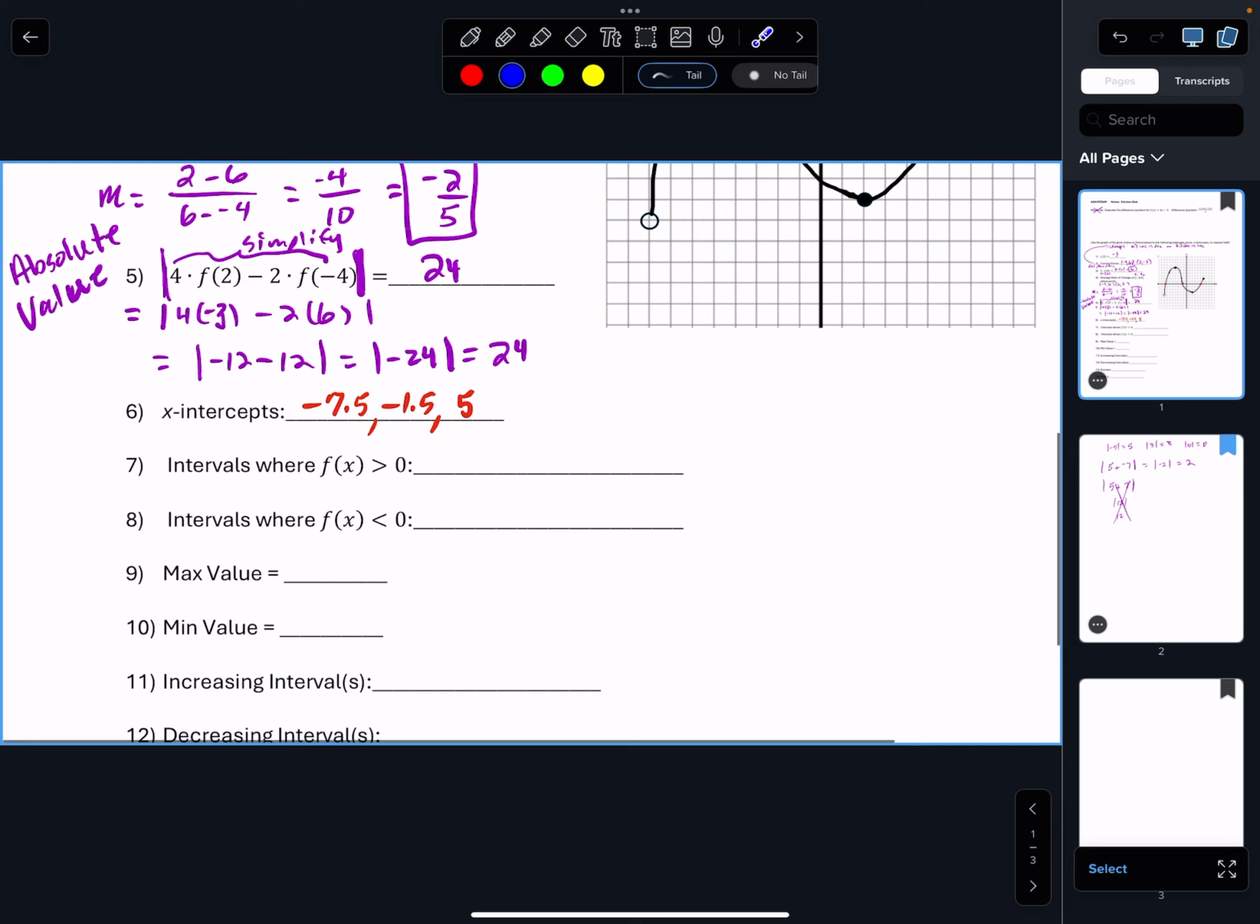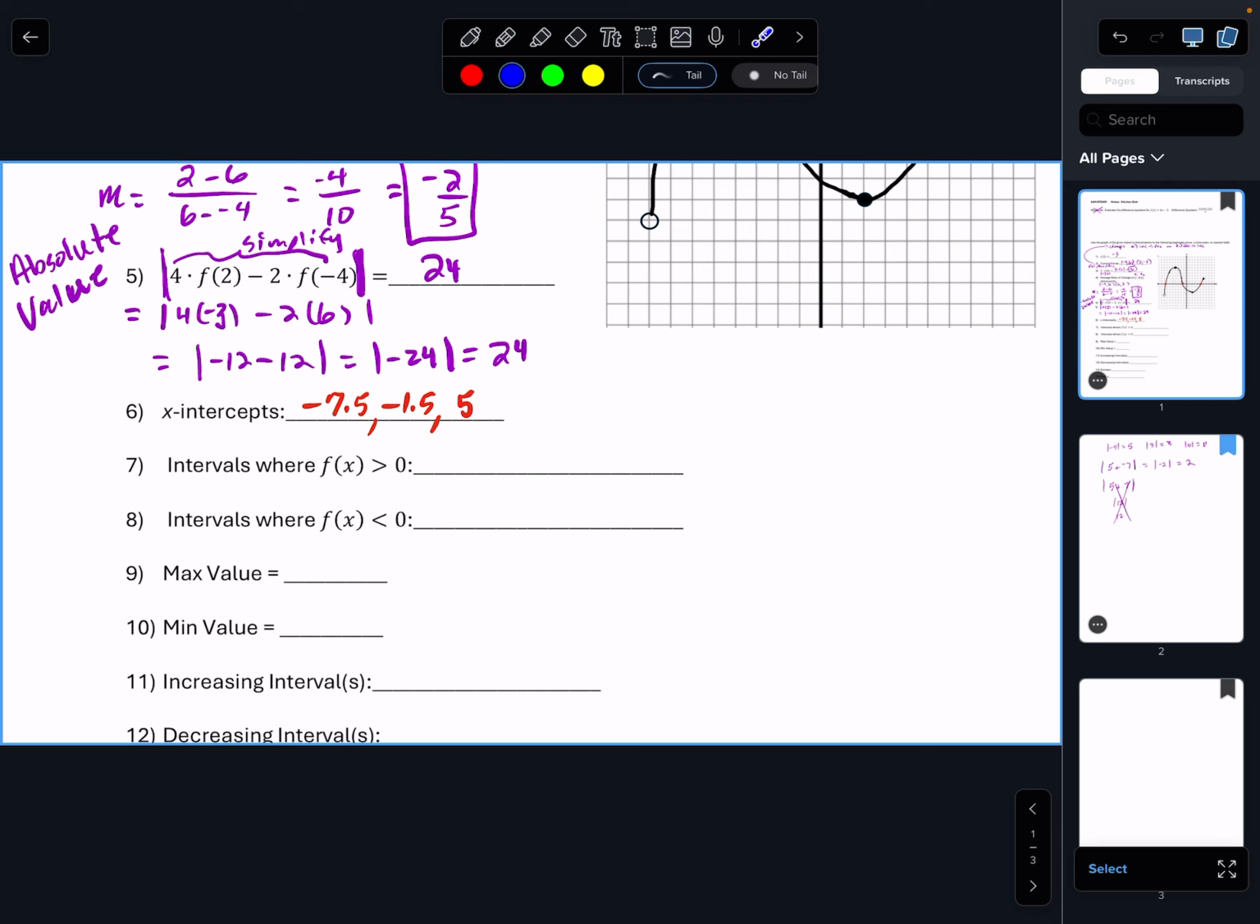Now, number 7 and 8 introduce a new way to ask you something that we've already covered. F of x greater than 0. When you see f of x, think of y. Intervals where y is greater than 0. That's just a fancy way of saying, where is the function positive? Where is the function negative? So 7 and 8 are asking, find the intervals where the function's positive and find the intervals where the function's negative. It's just asked a different way.